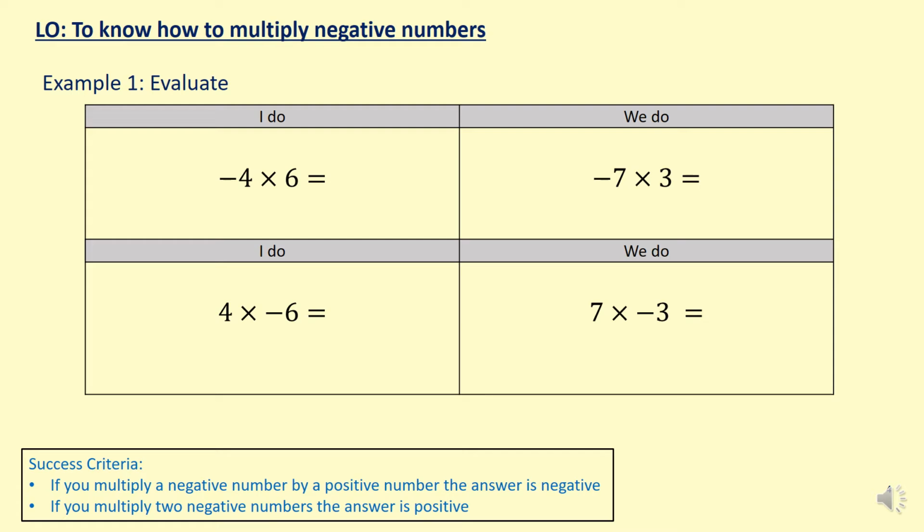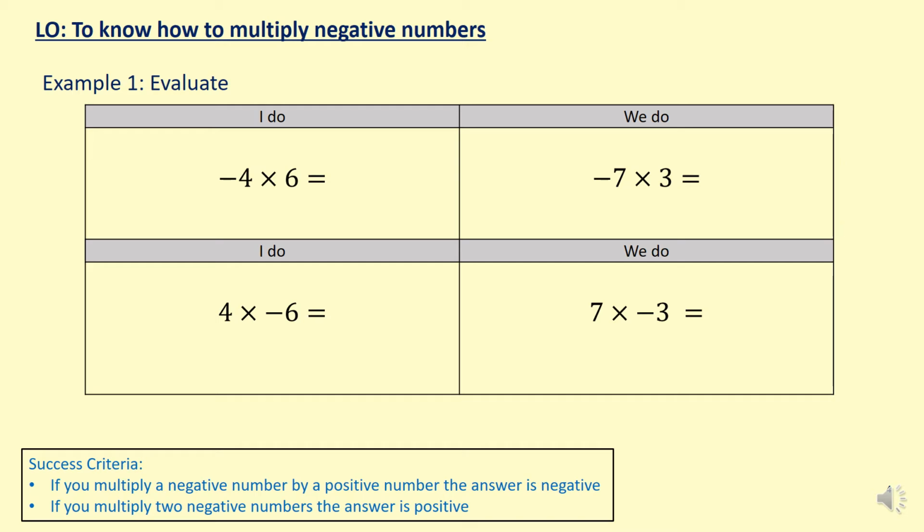So first of all, in this question, I'm timesing a negative number by positive. If you look at the success criteria, it says if you multiply a negative number by a positive number, the answer is negative. If you multiply 2 negative numbers, the answer is positive. So you need to make a note of the success criteria.